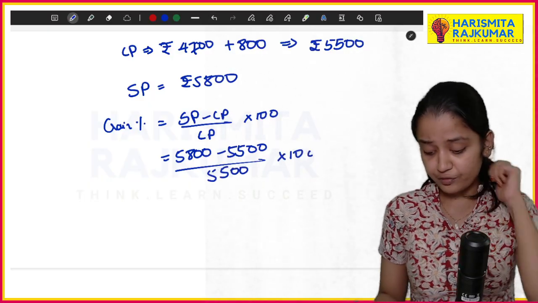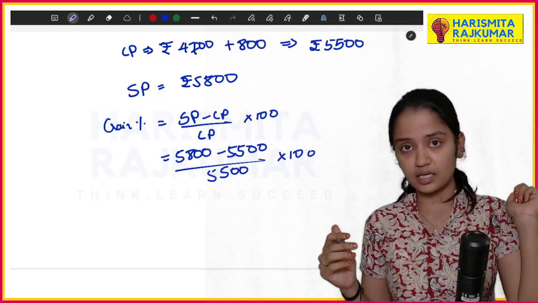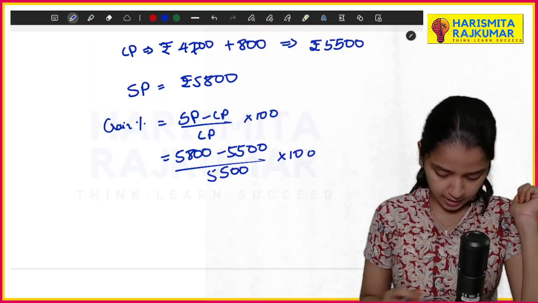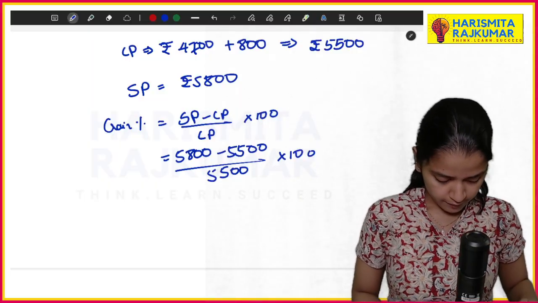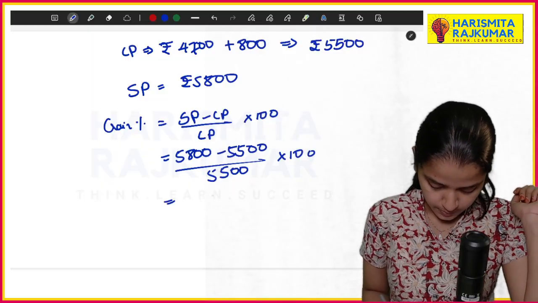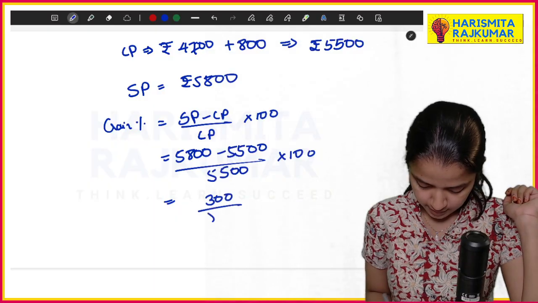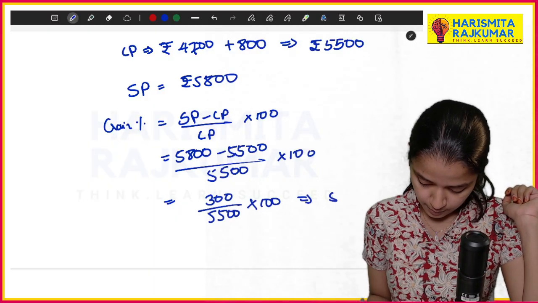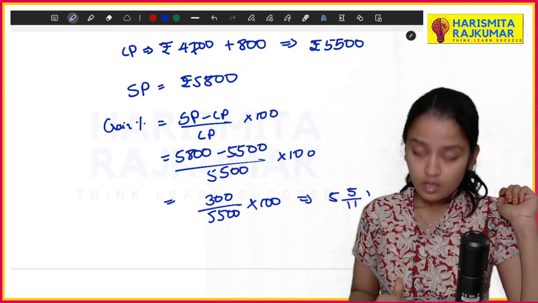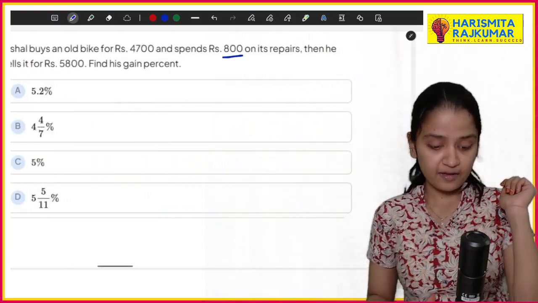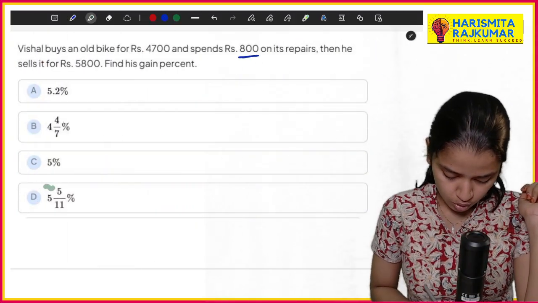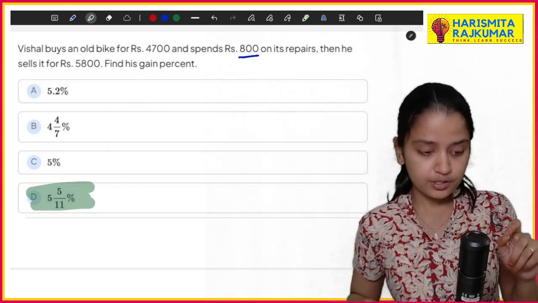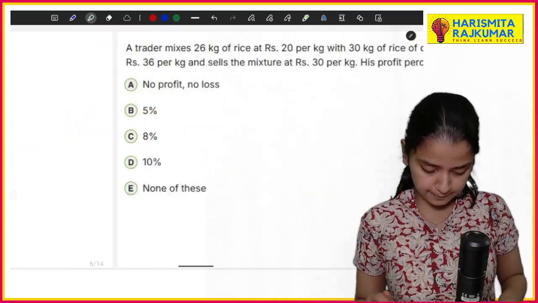into 100. I have clearly mentioned in the previous video why I am using by CP instead of using something else. So if I do it further, it will be 300 by 5,500 into 100, which is 5 by 11 percentage. So 5 by 11 percentage is your right answer. I hope you understood it. Now let's go to the next question.